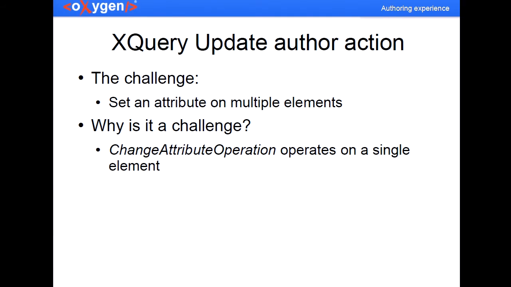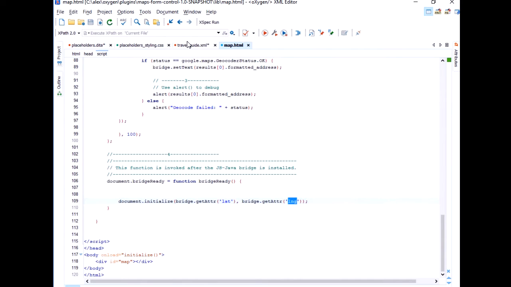And what you can do then is, again, use our Java API to create a custom operation, or what I'm proposing right now. For example, the challenge is to set an attribute on multiple elements. And why is that a challenge? Because the default operation that we have to change an attribute, the change attribute operation, operates on a single element. So it's not enough.